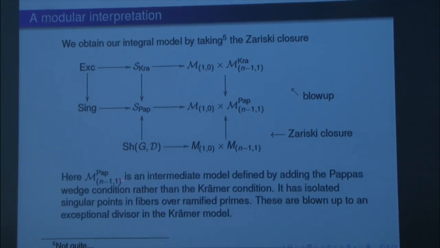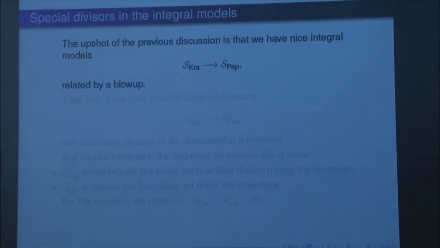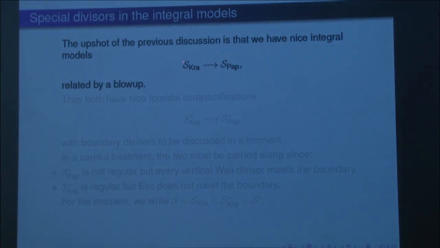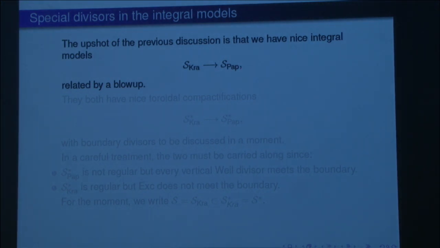All right, anyway, so here I'm explaining something about the Pappas model, and that it has some bad points blown up in the Kramer model. Okay, so there's two models. Mostly we'll work on this one. Occasionally we'll work on this one. I'll explain why in just a moment. Overall, the upshot of all that previous discussion is that we now have this nice model, which is a regular model, and it lives over this one, which is almost regular except for a small number of singular points, and they're related by a blow-up. The exceptional fibers will play a role a little bit later.